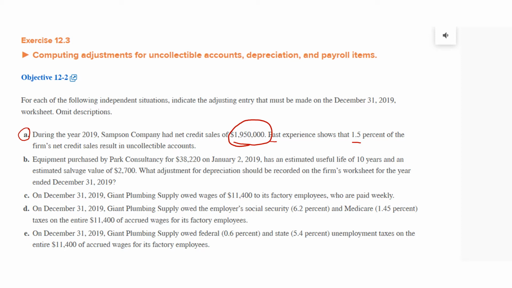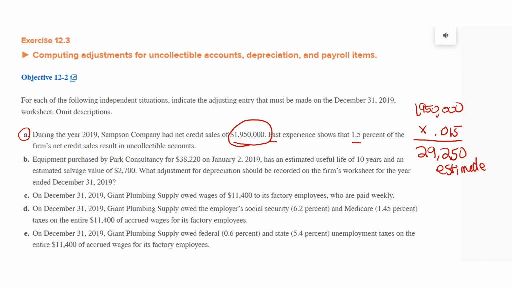That means those are not going to be collected. That's going to be an estimate. So what you do, you have to do a calculation here. You're going to do 1,950,000, and you're going to multiply that by 0.015. That'll give you $29,250. That's going to be your estimated bad debts expense.